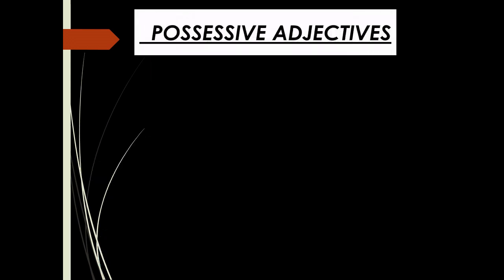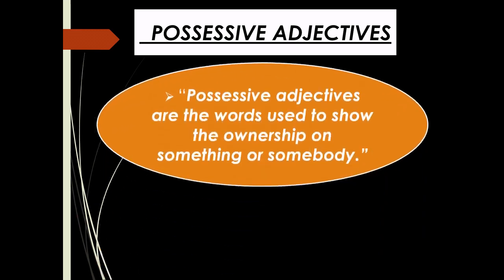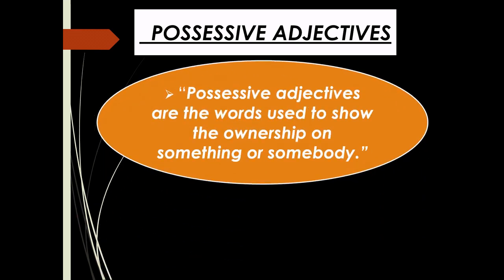Let's see the meaning of possessive adjective. Possessive adjectives are the words used to show the ownership on something or somebody. I repeat it again. Possessive adjectives are the words used to show the ownership on something or somebody.